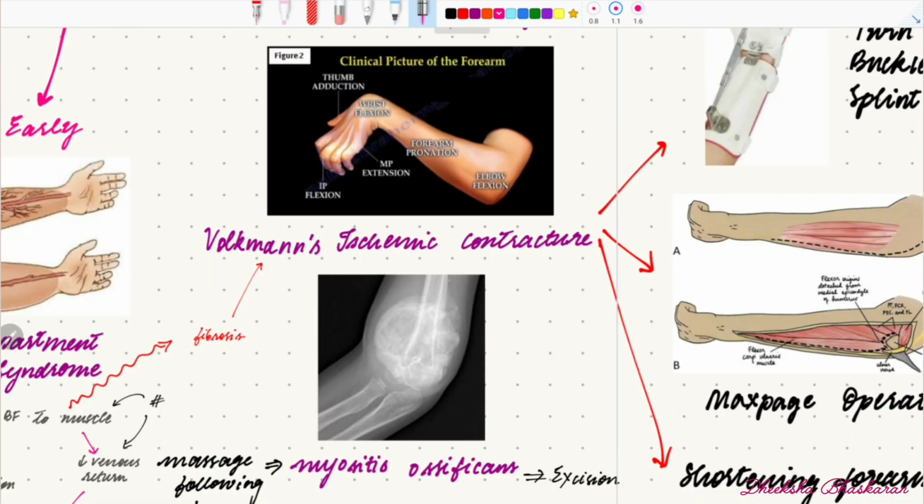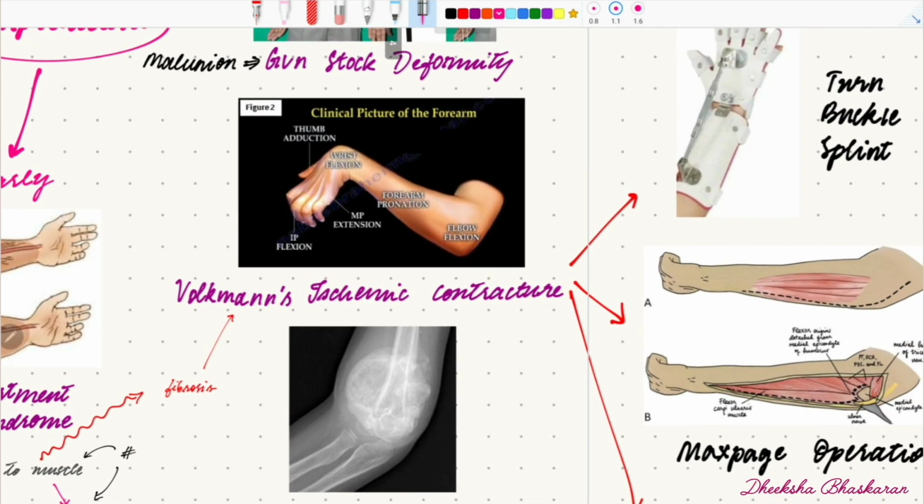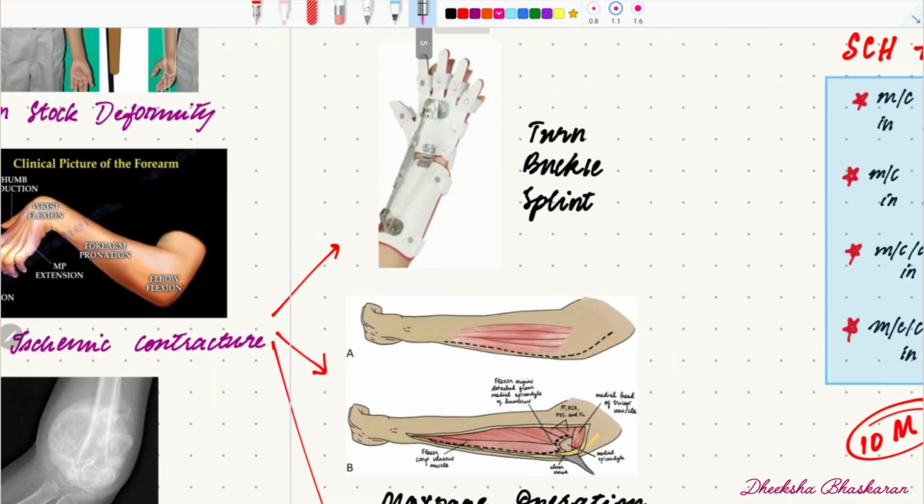Volkmann's ischemic contracture. Because of lack of blood supply to the muscle, in the long run there can be fibrosis of the muscle fibers, which especially affects the flexor muscles of the forearm and the hand. So this causes Volkmann's ischemic contracture, which has the classic position as shown.